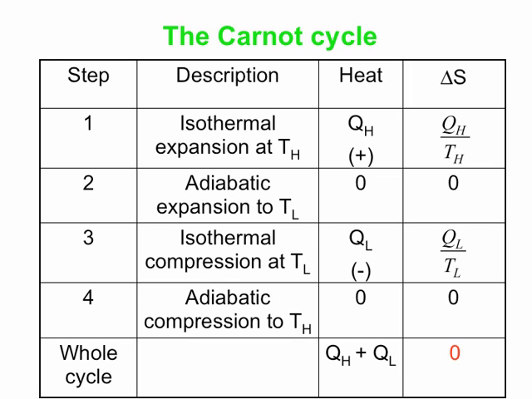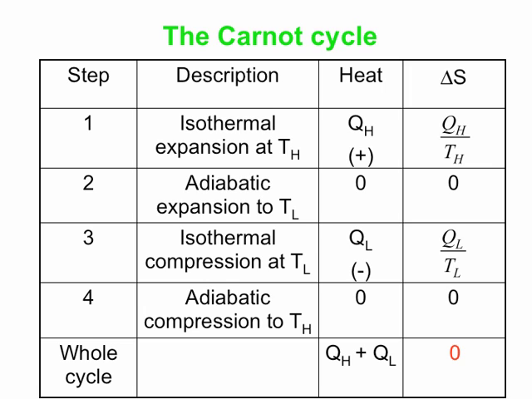The second process is an adiabatic expansion. We'll expand the system adiabatically to a lower temperature TL. In an adiabatic expansion, by definition, there is no heat involved. And if there's no heat involved, there's also no change in entropy for that process. Then we do another isothermal process. This is a compression at this lower temperature TL. To do that requires extracting heat from the engine, so QL is a negative number. Again, our change in entropy is a nice, easy number to calculate. It's QL divided by TL, and that, of course, is a negative quantity because QL itself is negative.